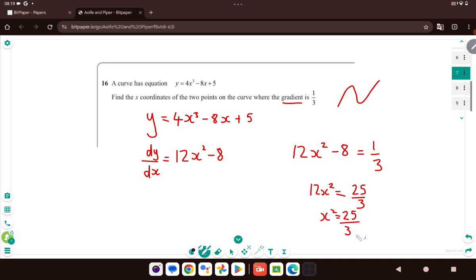And let's now square root both sides. But don't forget here, when we square root, we've got the positive answer, 5/6, and the negative answer, minus 5/6. And the question says, find the x coordinates of the 2 points on the curve where the gradient is a third. It's just x is 5/6 and x is minus 5/6.